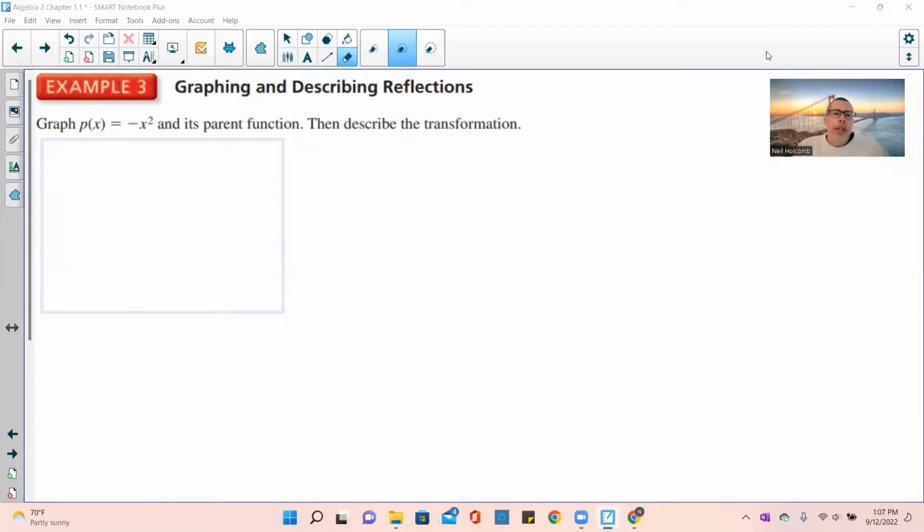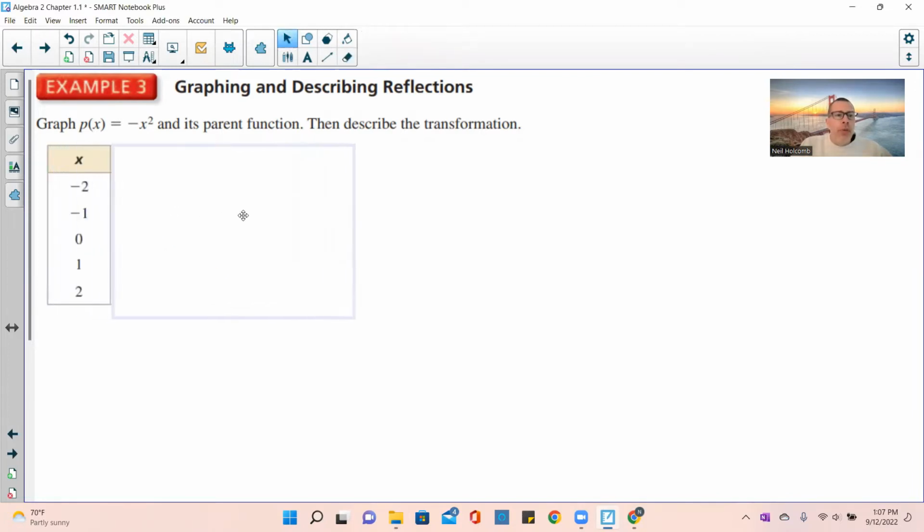Okay, example 3 says graphing and describing reflections. Graph p of x equals -x squared and its parent function. Okay, so rather than just putting that in my calculator, let's graph it the old-fashioned way and plot some points. So what I'm going to do is start with a table.